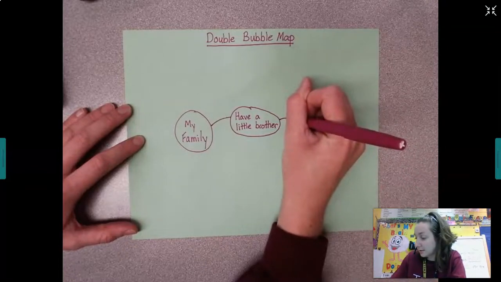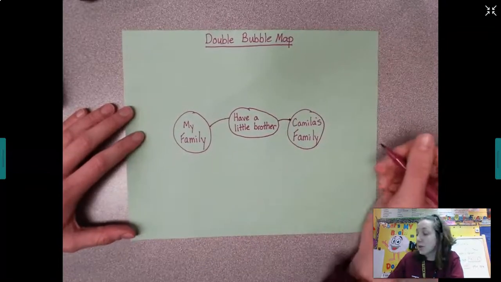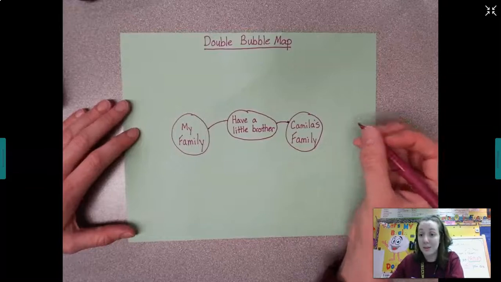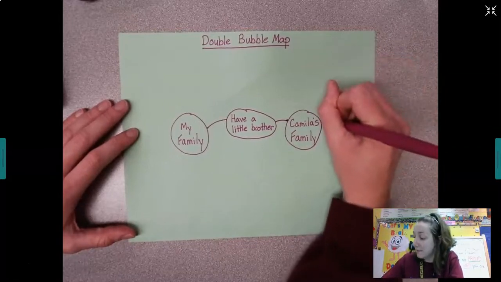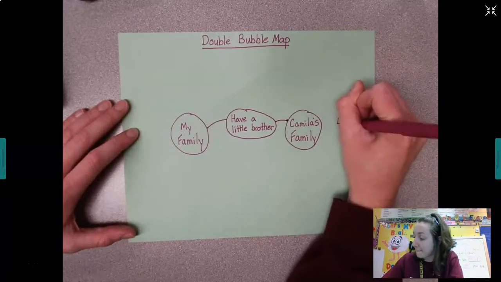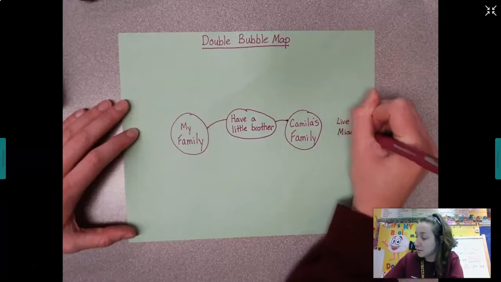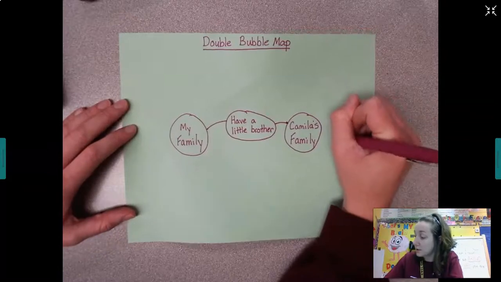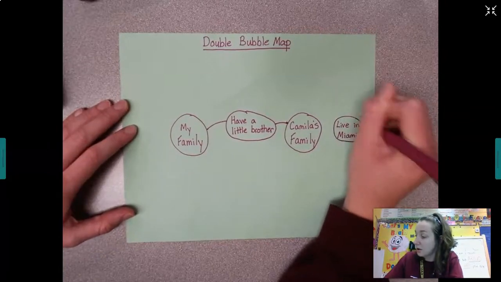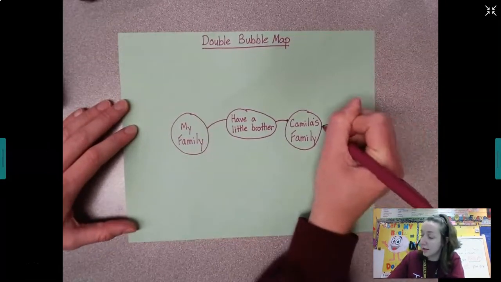And because it's something we have in common, it's going to connect to both circles. Okay? All right. So one thing that I do not have in common with Camilla's family is that they live in Miami. So they live in Miami, Florida, and I obviously do not. So I write that on her side and connect it just to Camilla.